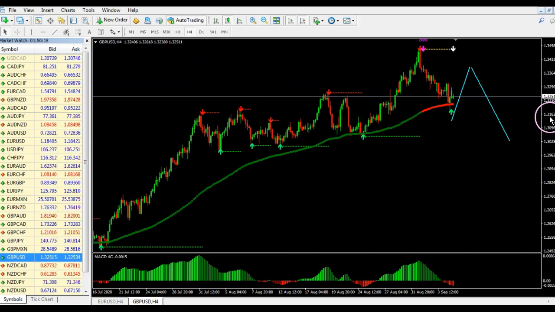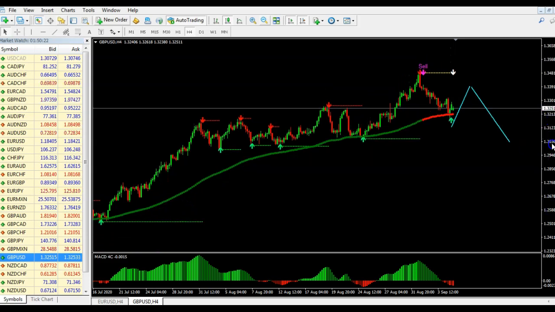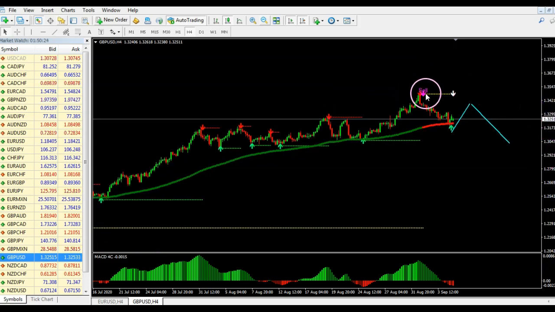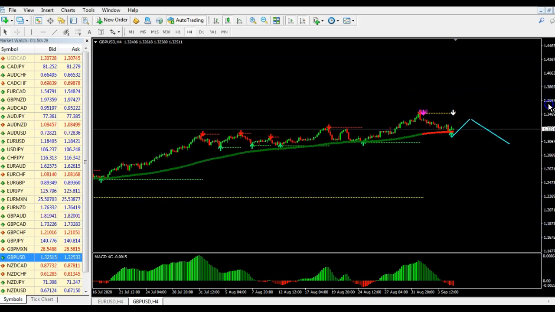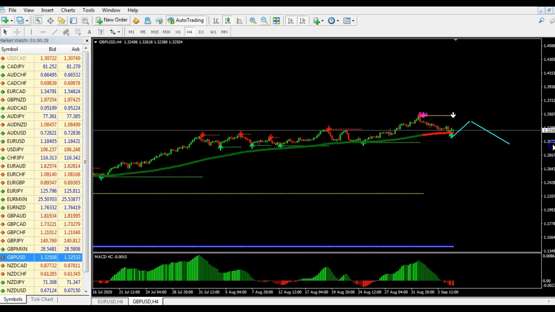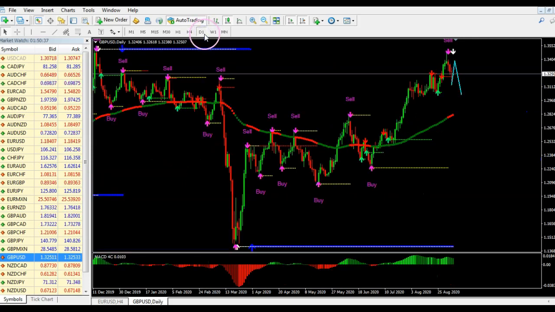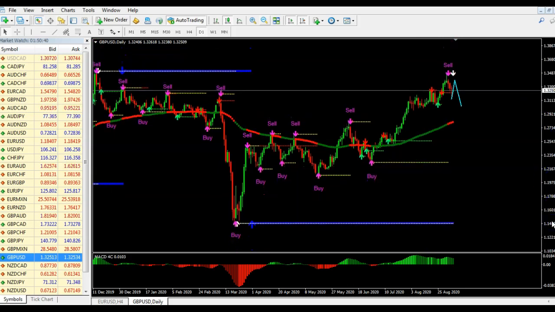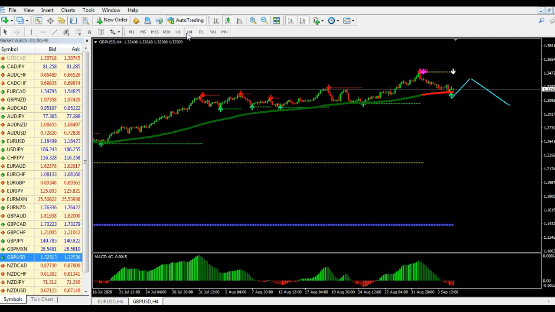Okay, so we're in the 4-hour USD. We're waiting for this move to come down. The master trend, this one. Let me move to the daily. Yeah, we are definitely in a pullback of the master trend on this up.